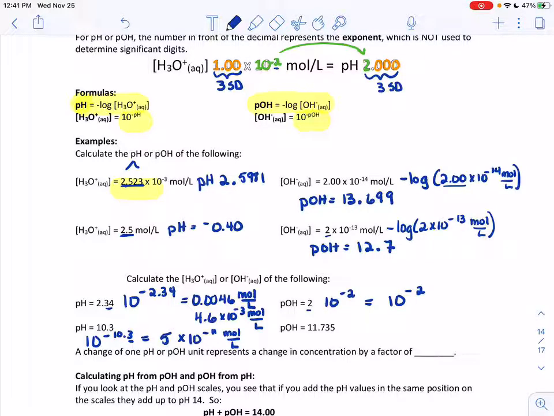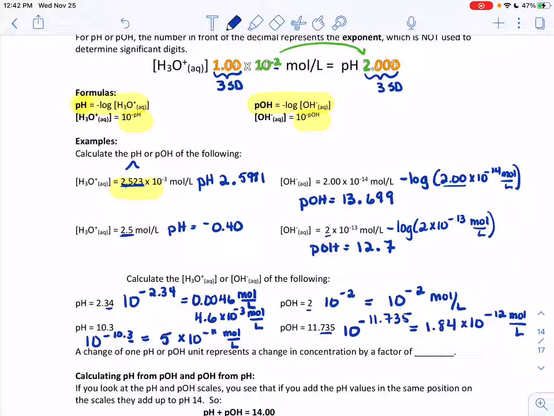Now, last example here, 10 to the negative, oh, by the way, this should be moles per liter. Let's not forget the units. For our last one, 11.735, so 10 to the negative 11.735. And again, this number has 3 significant digits, so when I change that to moles per liter, it turns out to be 1.84 times 10 to the negative 12 moles per liter.